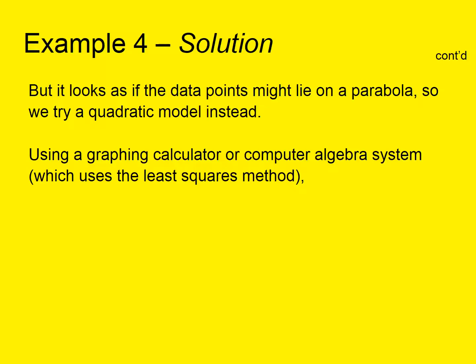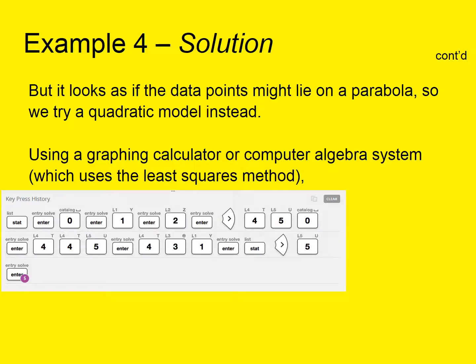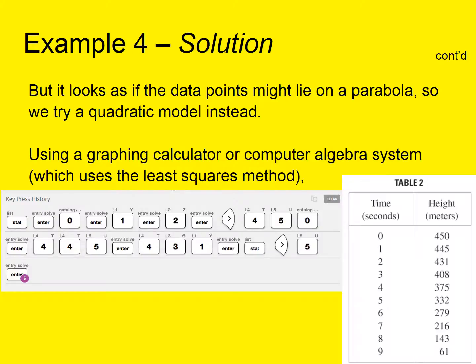Using a graphing calculator or a computer algebra system which uses the least squares method, these would be the keystrokes for that table that we've been given. If you want the calculator to give you a quadratic model, those would be the keystrokes for it, where I've abbreviated the process just for the sake of space and time. You can see that I didn't input all of the ordered pairs, but just the first three. There's the 0, 1, 2.